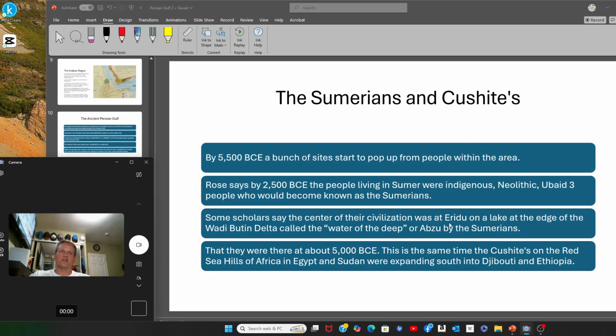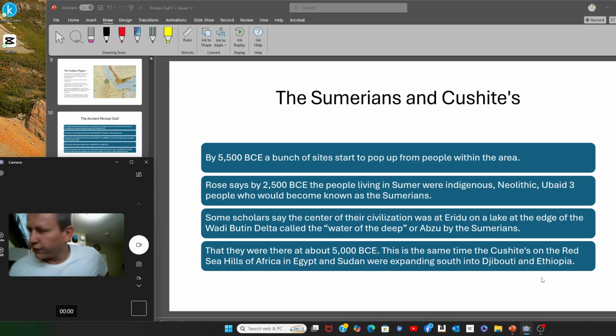Some scholars say the center of their civilization was at Eridu, on a lake at the edge of the Wadi Butin Delta called the Water of the Deep, or Abzu, by the Sumerians. That they were there at about 5000 BC, so they're already there 5000 BC. This is the same time the Kushites on the Red Sea hills of Africa and Egypt, I'm saying this now, and Sudan were expanding south into Djibouti and Ethiopia.